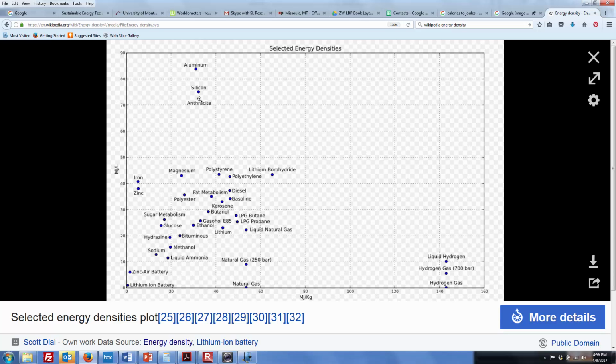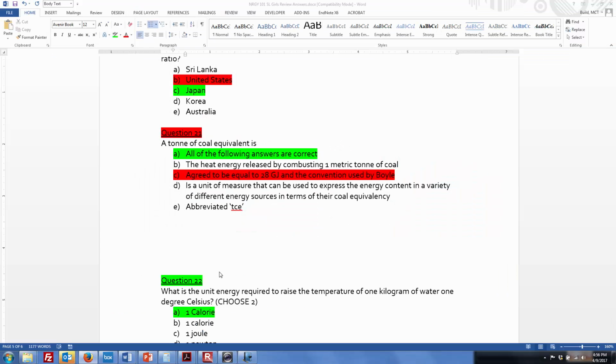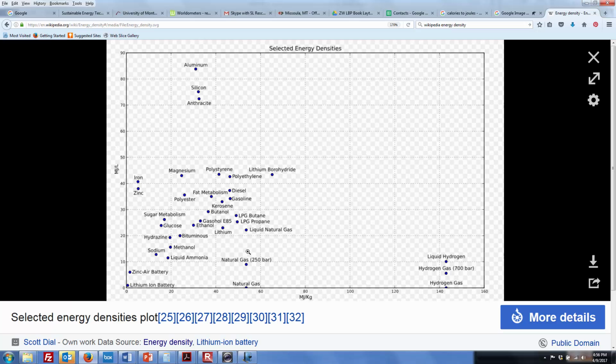Anthracite, and here is bituminous, and this is megajoules per kilogram. And so the question said 28 gigajoules per ton. So this is megajoules per kilogram. We can see anthracite, yeah, it's about 30. Bituminous, yeah, maybe 24. So let's do the math.